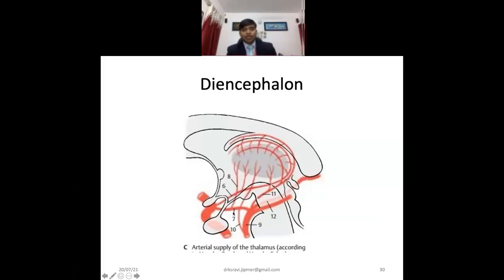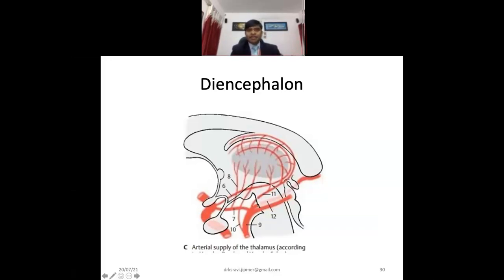Again, if you see over here, this posterior communicating artery, I said it is a branch from this internal carotid artery. Now, if you see over here, this is the thalamic branch. This thalamic branch comes from the posterior communicating artery, and it supplies the rostral part of the thalamus. Now, these are the different branches you can appreciate over here, which supply the different parts of the diencephalon.